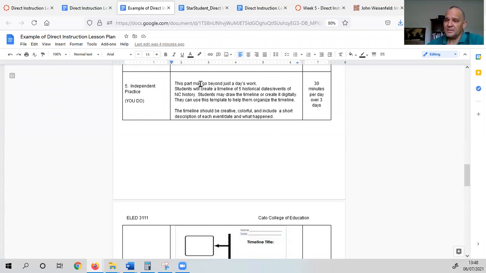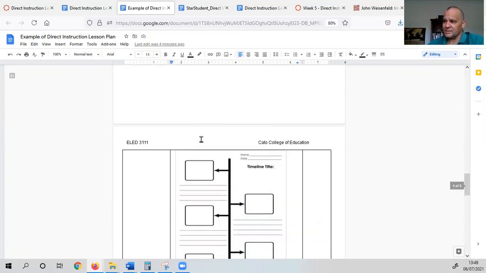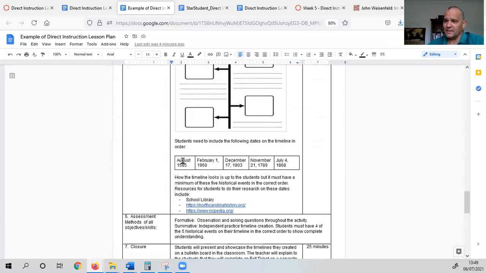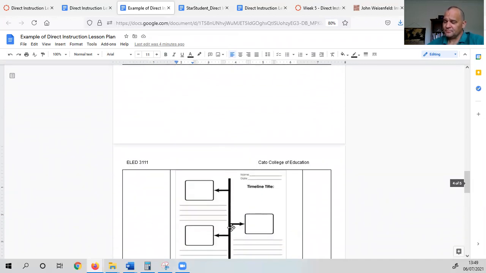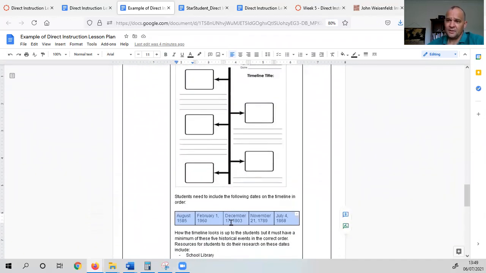In this part, they're doing some research about 5 historical events of North Carolina history. Now, I've included the events down here, the dates, and they're going to use another little template to create their own timeline of North Carolina. They can add additional dates if they want, but they need to include these 5 dates. They need to be in order.